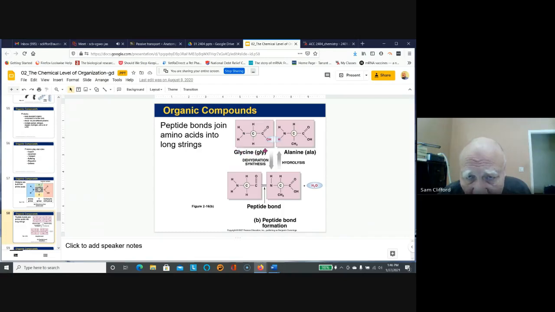If you have two individual amino acids, dehydration synthesis will remove water and build a peptide bond between this carbon and this nitrogen. That's a peptide bond. If you put long strings of amino acids together, you have proteins.